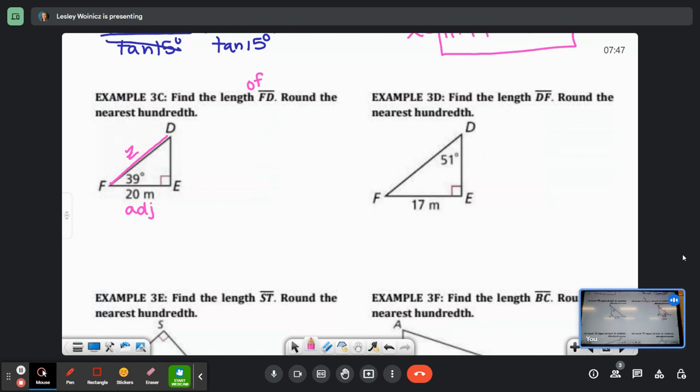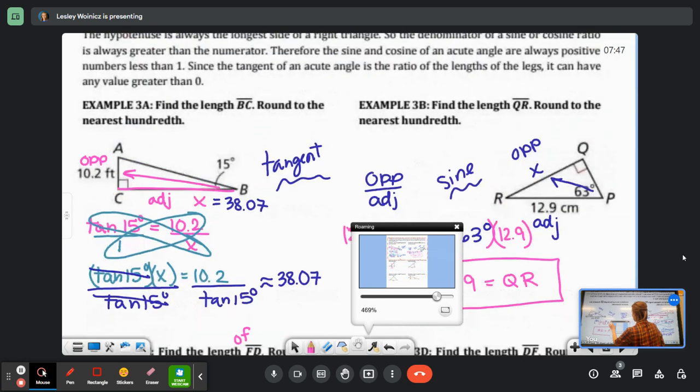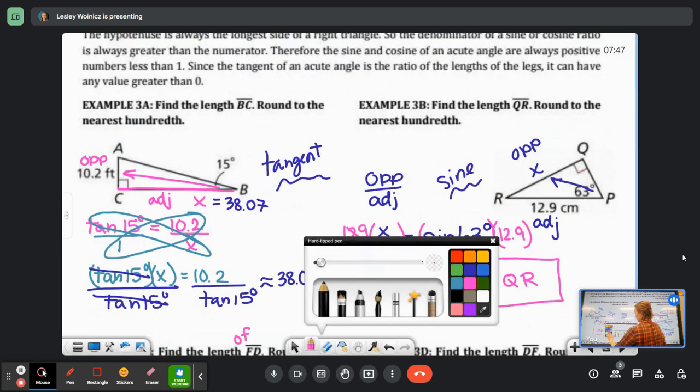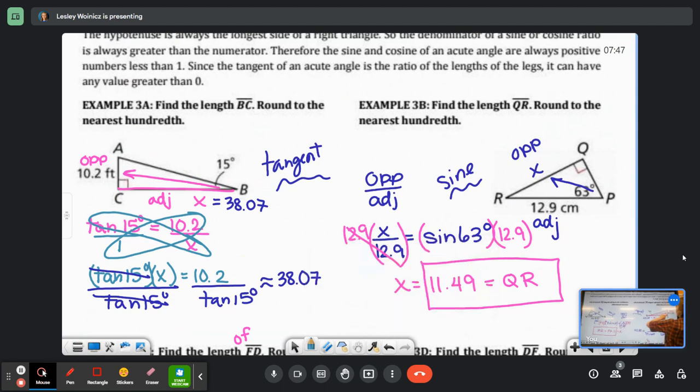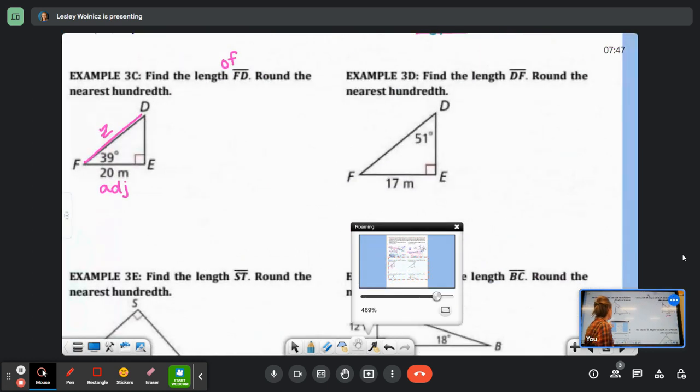Did I forget units on these? Oh, good grief. Let's go back and look. I'm sorry, I did. The first one is in feet, so I should have said feet. And then the next one is in centimeters. So I should have said centimeters. Sorry. I'll do better.